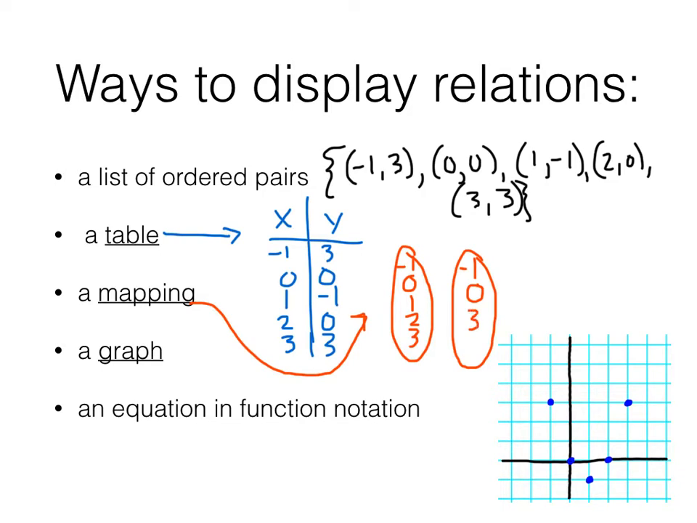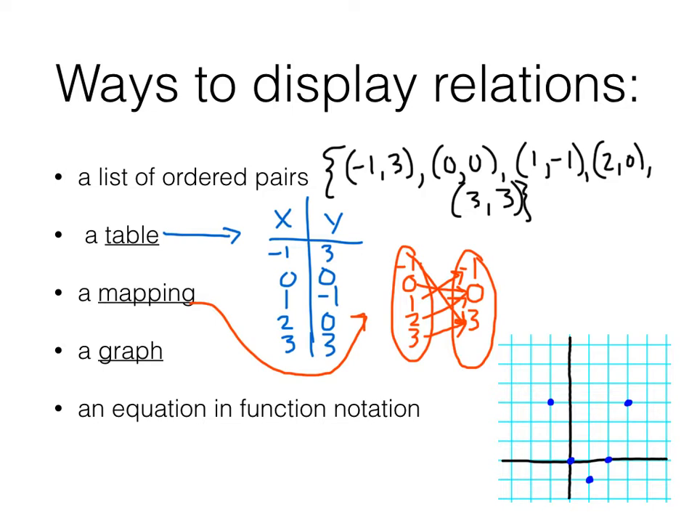And then you draw arrows between the x's and the y's that go together. -1 goes to 3. 0 goes to 0. 1 goes to -1, 2 goes to 0, and 3 goes to 3. And that's a mapping. A mapping actually is a very good way to tell whether or not you've got a function going on right here. Okay, something we will address probably in class rather than in this video.